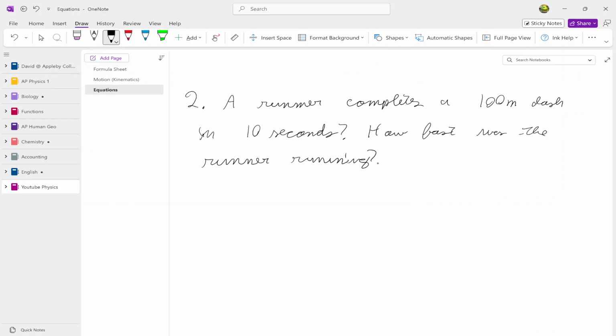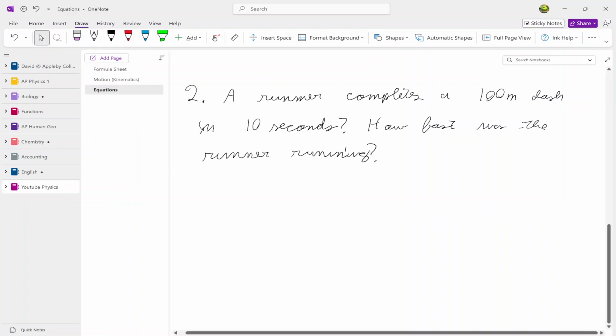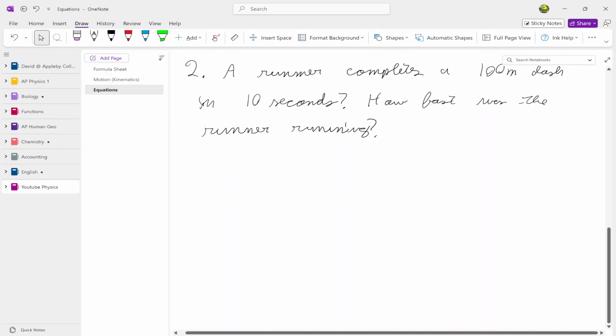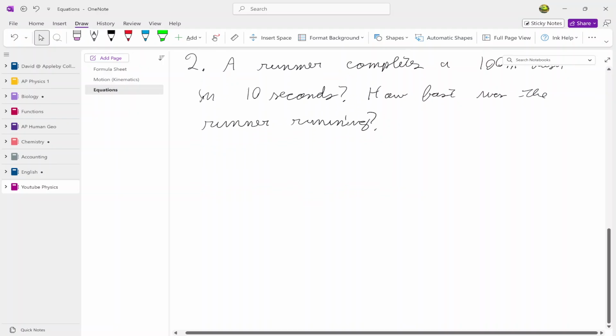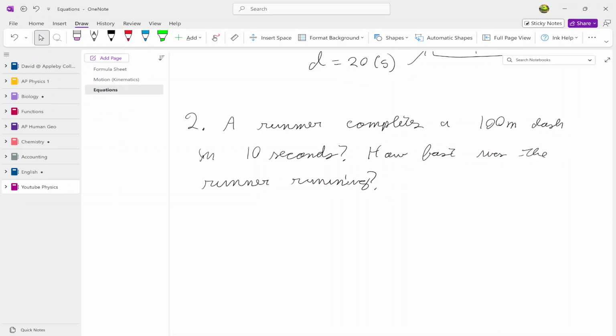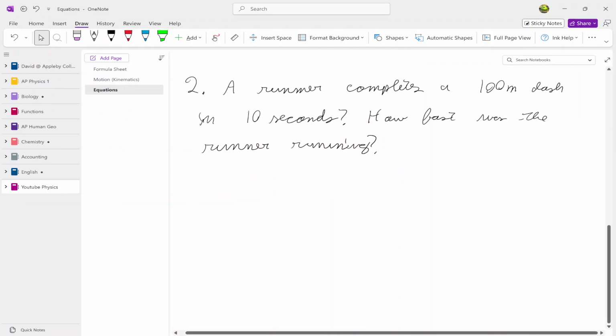All right. So let's read the question. He completes a 100-meter dash in 10 seconds. How fast was the runner running? Or what was his velocity, basically? That's just another way of interpreting the question. AP or the teachers in general, they'll always try rephrasing what the question is asking for to try and trick you sometimes or steer you away. But at the end of the day, you just have to know what they're trying to ask. So yeah, it's very simple.